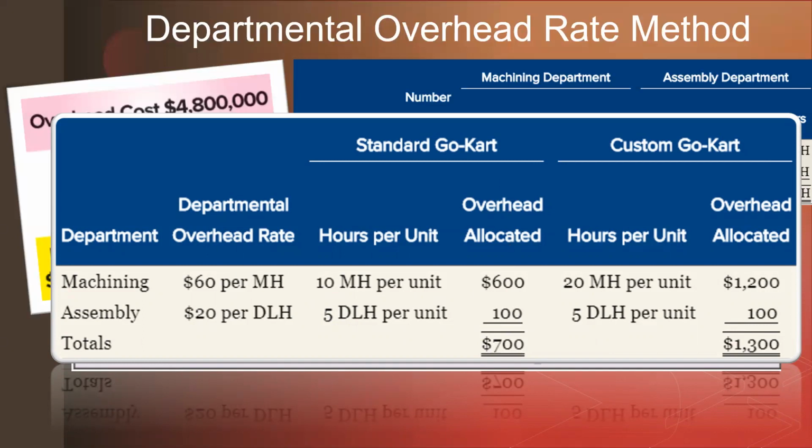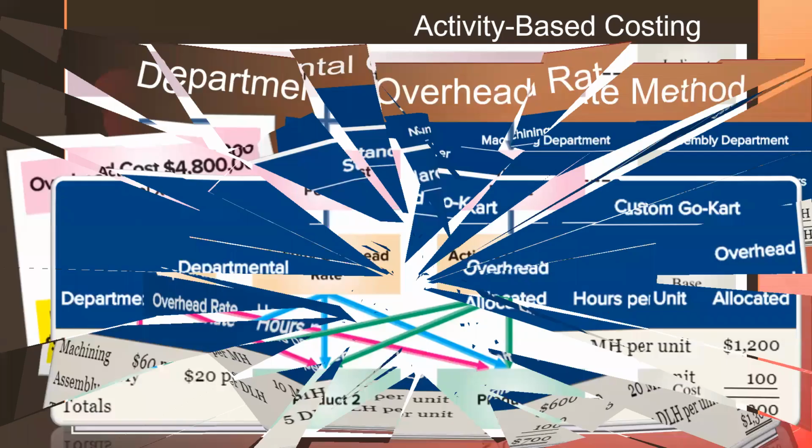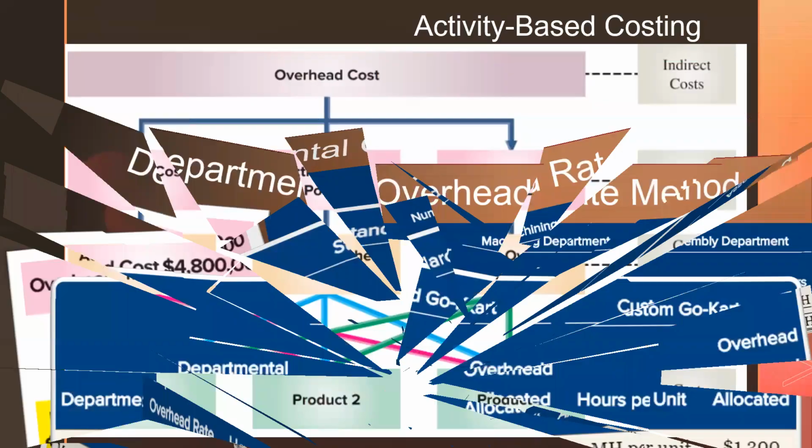The custom go-kart, we say, okay, it takes 20 machine hours. We multiply that times the $60 per machine hour to get 1,200. For assembly, we take our $20 per direct labor hour times our 5 direct labor hours. That gives us 100. We add those together. We say, hey, our overhead cost allocated to each and every custom go-kart is $1,300.